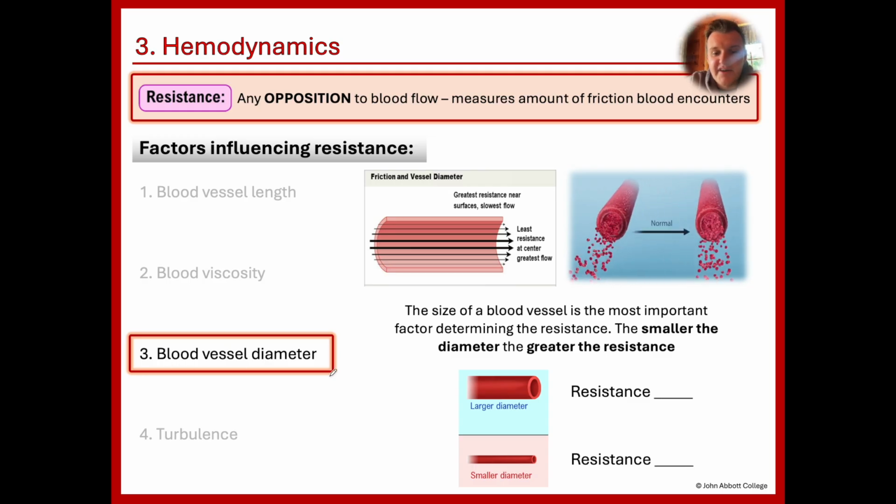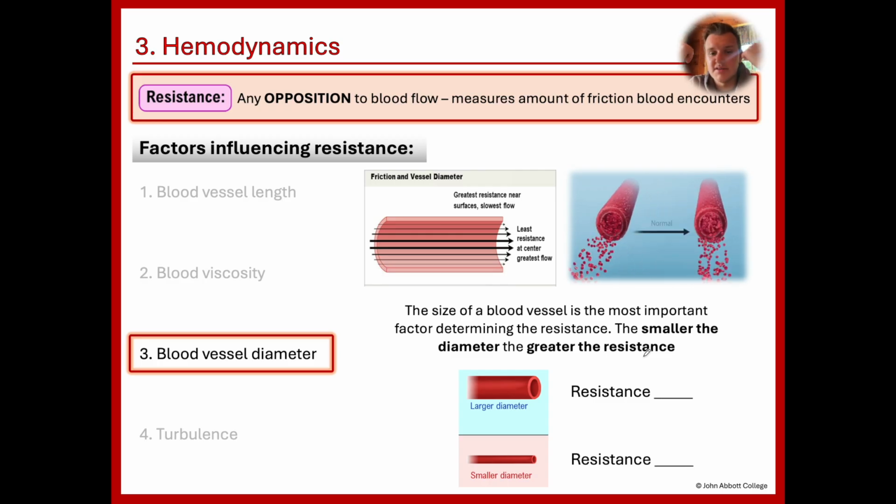Next one is blood vessel diameter. So for the diameter of the blood vessel, the size of a blood vessel is actually one of the most important factors in determining resistance, okay? This really can tell us how the resistance in the vessel is impacted. The smaller the diameter, the greater the resistance. Remember I told you, especially arteries can vasoconstrict and dilate, and that is very important because it could change where blood is going to, and it could also change what the blood pressure is, right?